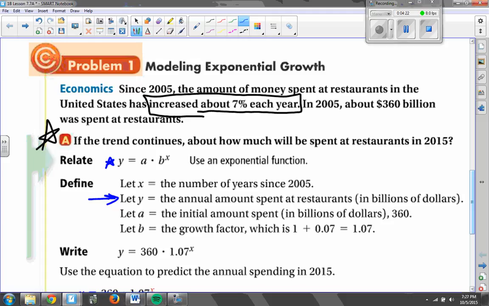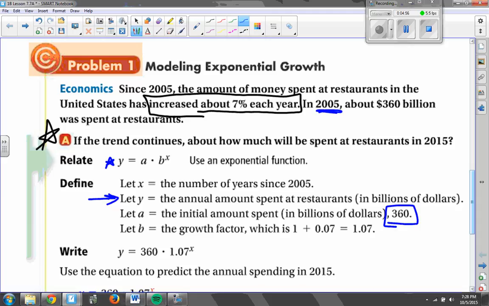Okay? What we know is our starting amount in 2005, our starting amount, or our initial amount, remember that that's letter A, is $360 billion, which we can see right over here. That's our A number. Let A be the initial amount spent, $360 billion. And then let B equal the growth factor. Now, this is where things get a little bit tricky, okay?